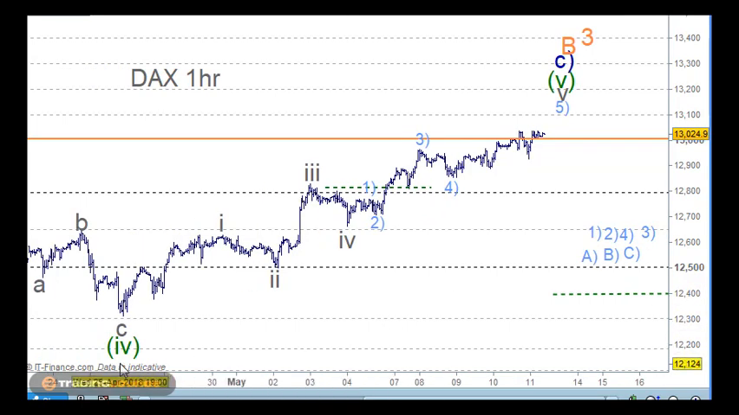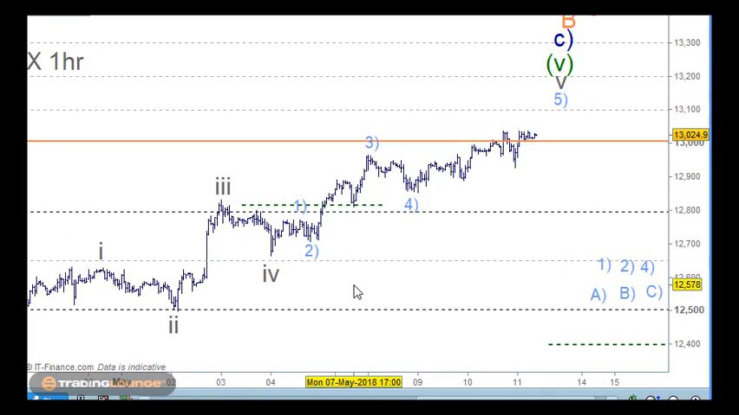So we've got our green wave 4 here. We're looking at 1 and 2, and then 3 and 4 here, and then it's been extending to the upside here. So I just have to count the waves. You just need to be able to count to 5 and then the ABC. So I just got to keep on counting.